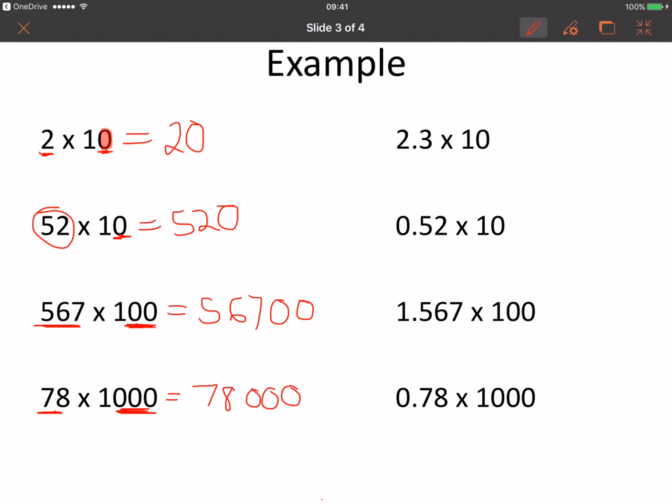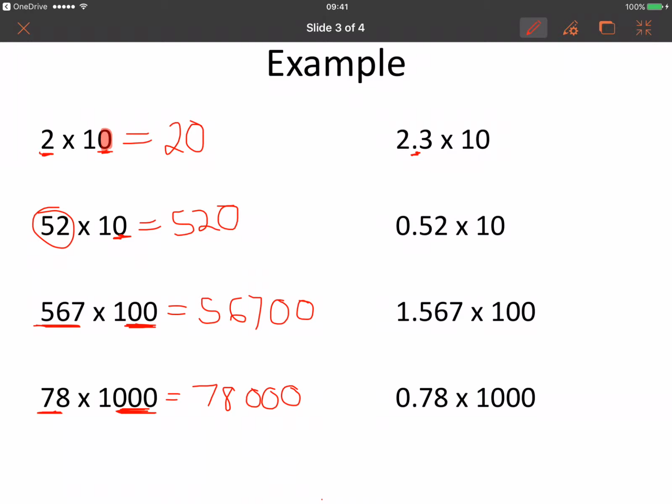When I multiply by decimals, it is just as easy. I will not add on a zero. However, I will move this decimal point in order to make my number bigger. Now, in reality, I'm not moving my decimal point. I'm actually moving my numbers around, but it's just easier to say that we're moving the decimal point.